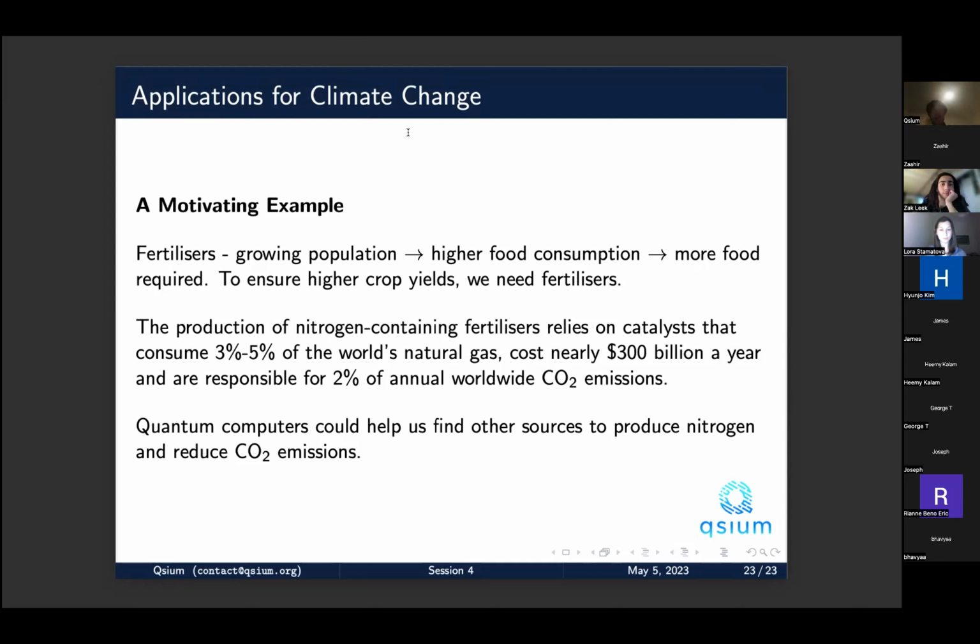Once you start having more atoms, that makes computation much more difficult. And once you start having hundreds more qubits, that makes computation about 1,000 times faster. So quantum computers can help us find other sources to produce nitrogen and reduce CO2 emissions. If you are joining the STS curriculum today with Laura, you'll have a debate about different solutions to climate change, and to what extent we can actually solve climate change through quantum computation. So this is all for the lecture slides.